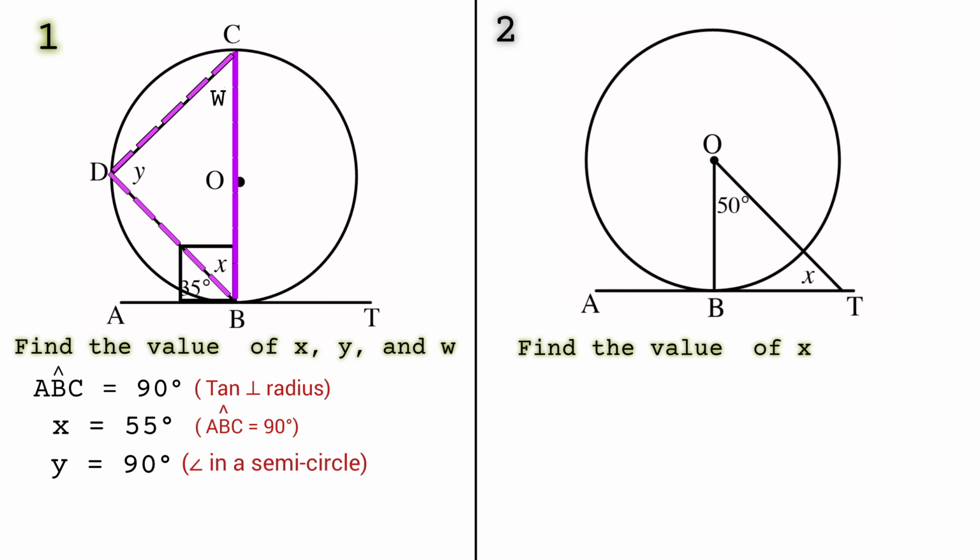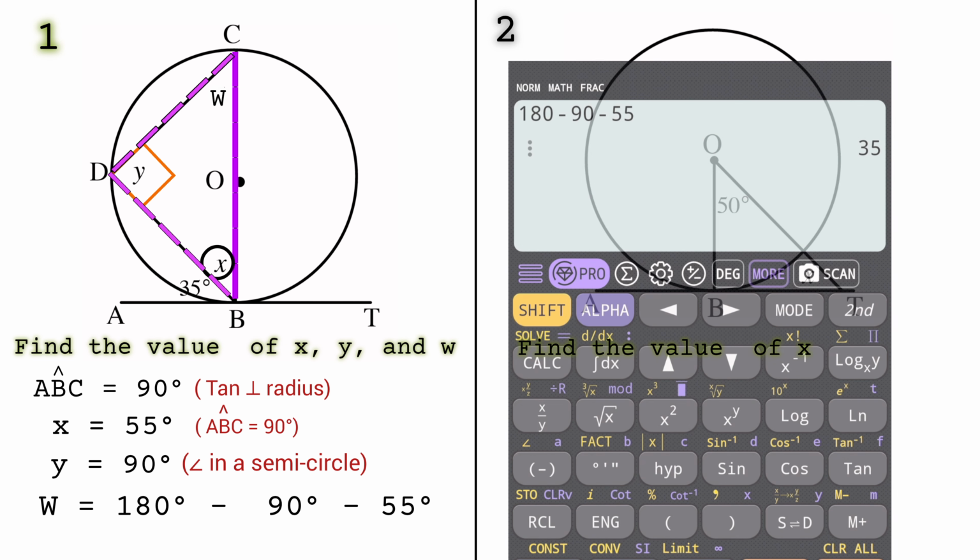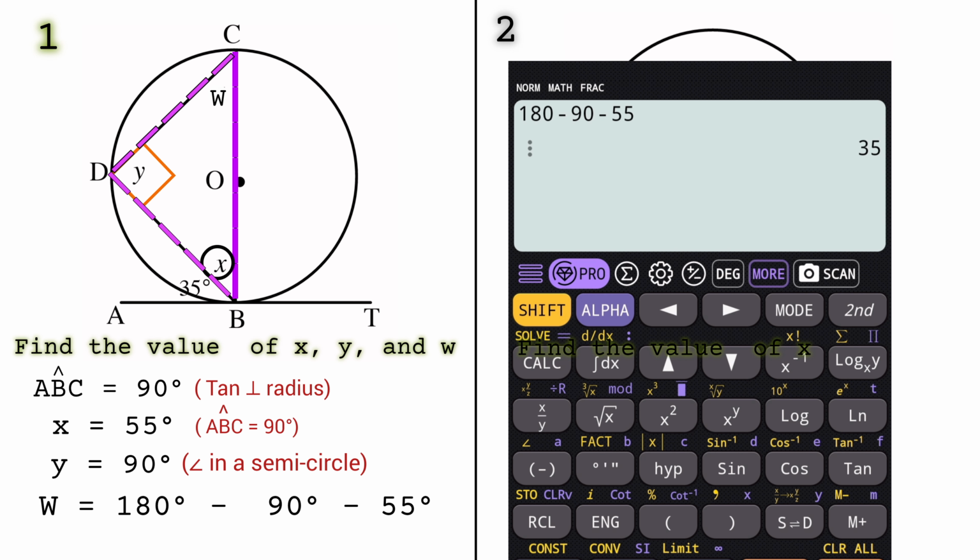Now that we know the size of this angle and we know the size of this angle, to find the size of angle W, we know that the sum of the angles in a triangle add up to 180 degrees. So we minus 90 degrees and 55 degrees from 180 degrees, which will give us 35 degrees. So the size of angle W is 35 degrees.